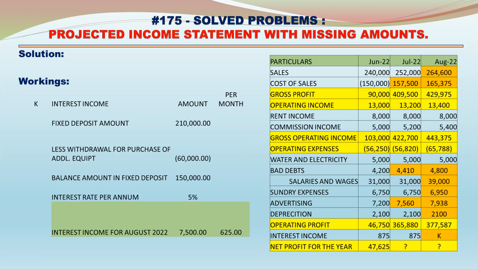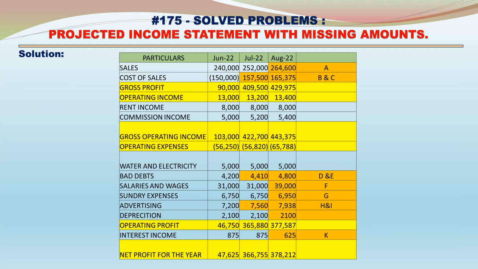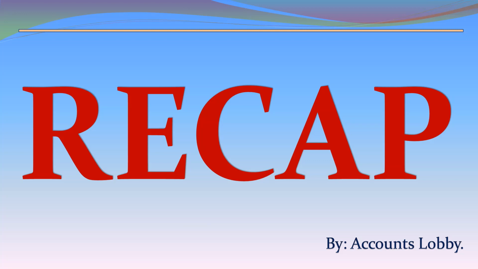Missing item at K. Interest income. Fixed deposit amount 210,000 less withdrawal for purchase of additional equipment 60,000. Balance amount in fixed deposit 150,000. Interest rate per annum 5%. Interest income for August is equal to 7,500 by 12, 625. So let us put 625 against interest income in the August 2022 column. So finally, when we put all the missing items A to K in the projected income statement, it will appear like this. Recap.